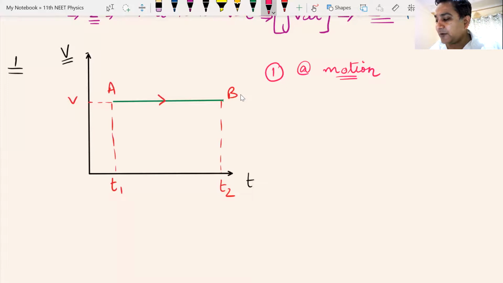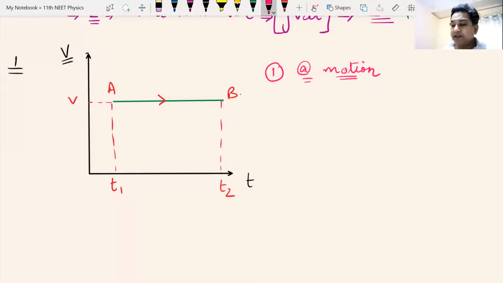Am I clear? The particle is in motion. Am I clear? Raise hands that we understand this. This is not a position time graph, it is a velocity time graph. Position is changing.